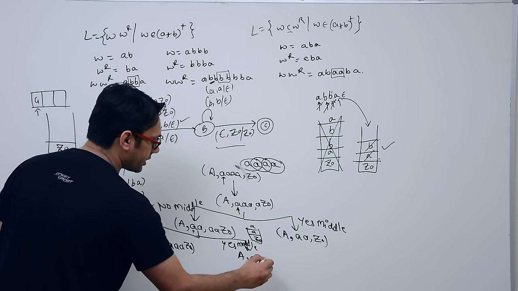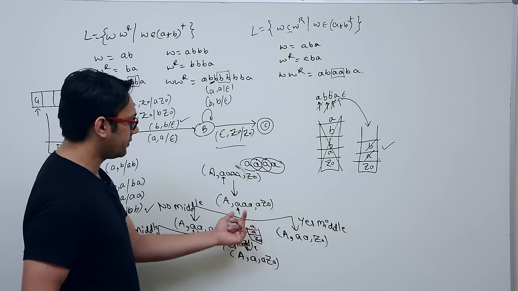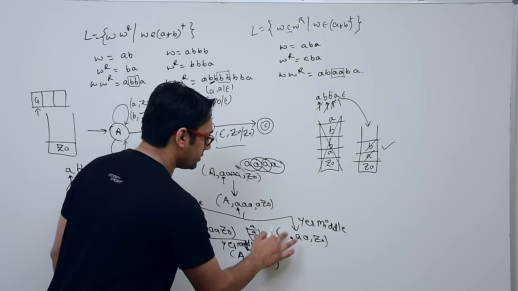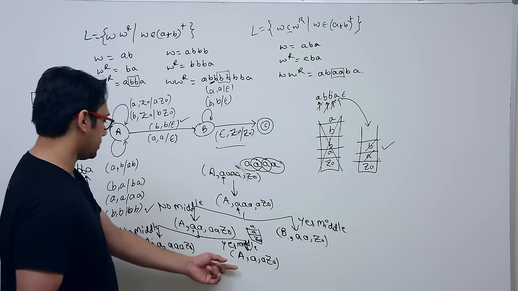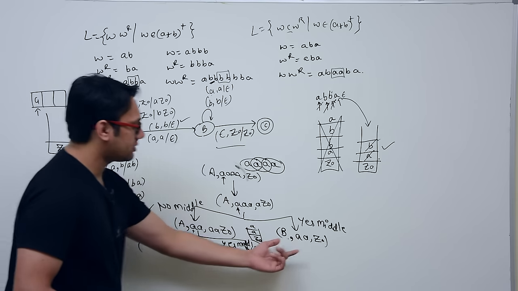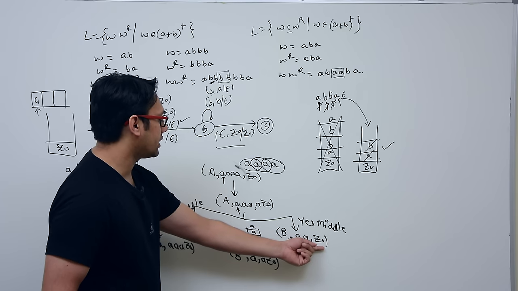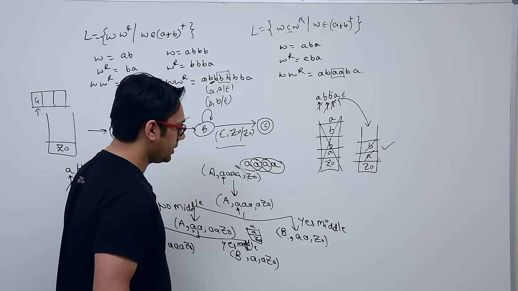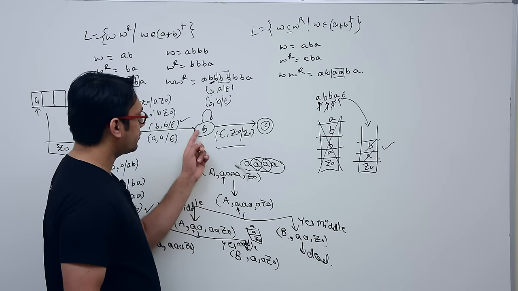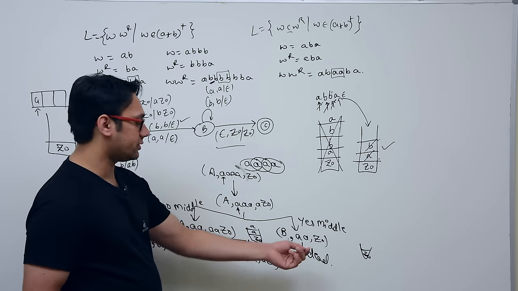So the next symbol is A and the stack is containing A Z naught. And here in this case, which has assumed in the previous case that it was a middle point, this will be in state B. I made a mistake here. Now in this case, if you are at state B, the stack is containing Z naught and we are seeing the symbol A. Now this will go to a dead state. Why? Because in B, we have not made a transition for the stack containing Z naught and the next symbol A. Therefore, this will be dead.